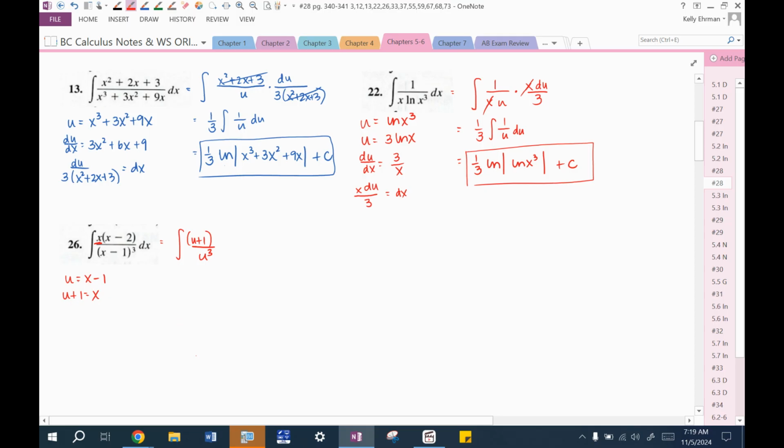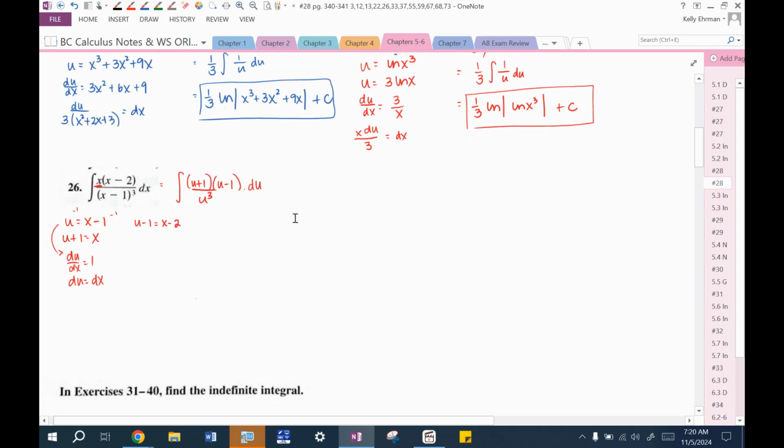And then what about x minus 2? So if u is equal to x minus 1, then I can subtract 1 from each side. And u minus 1 is equal to x minus 2, right? X minus 1 minus 1. So this could be u minus 1. And then what's dx? So go back here. If u equals x minus 1, then du dx equals 1. So du equals dx. So I can just put in du. So we did use u sub, but it wasn't to get things to cancel. It was to rework it to replace everything.